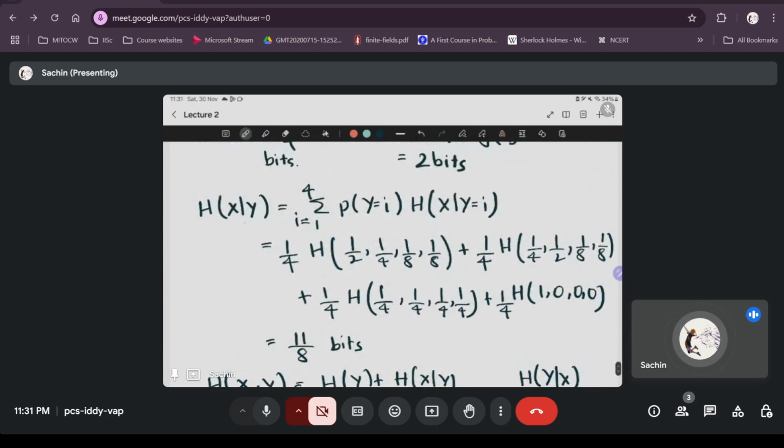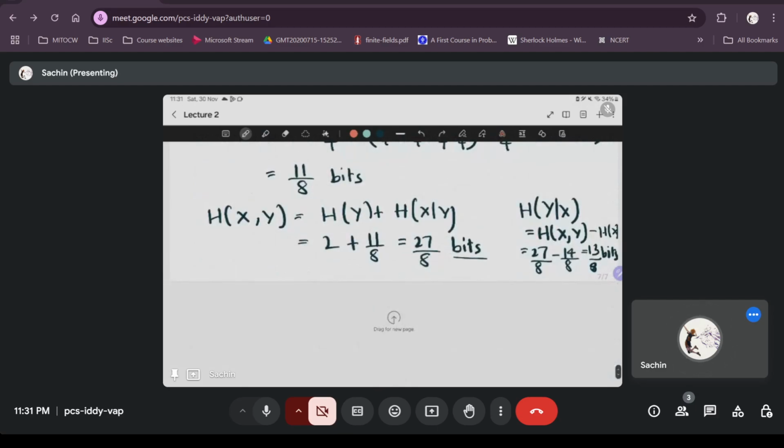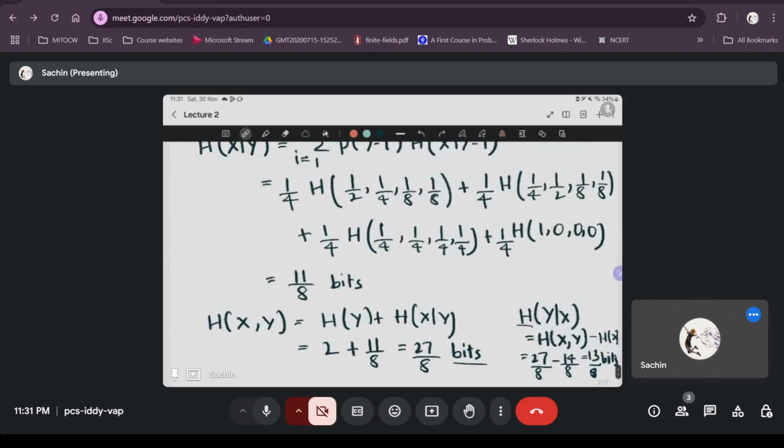So you find h of y given x in this way using this method. And if you find that, you should get 13 over 8 bits. No matter which method you use, you should get the same answer. So that's one way you can check whether you have made any mistakes in your calculation.